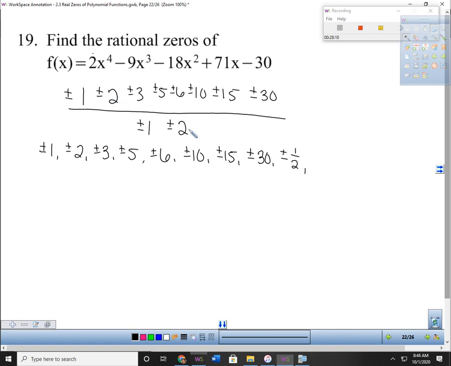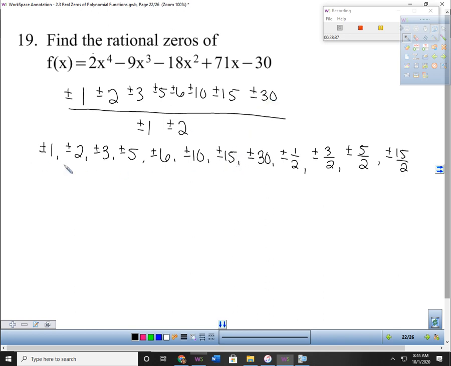2 divided by 2, that's 1. And we already have that listed. Then we have 3 divided by 2. 5 divided by 2. 6 divided by 2 is 3. We already have that. 10 divided by 2 is 5. We have that. 15 divided by 2. And then 30 divided by 2 is 15, and we already have that.